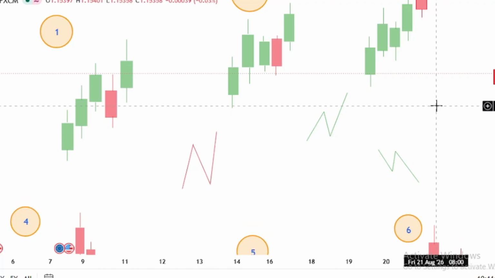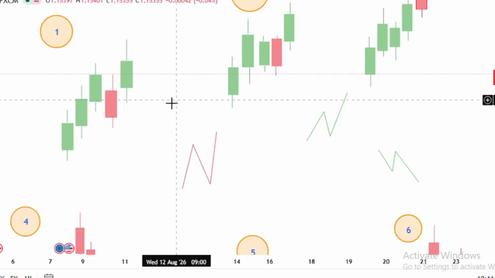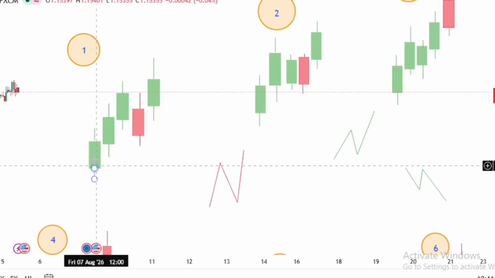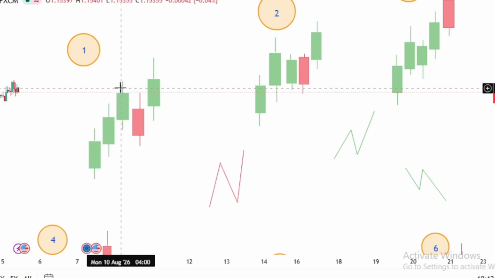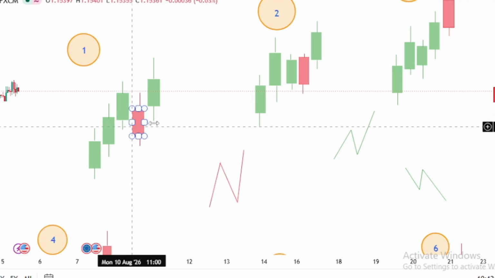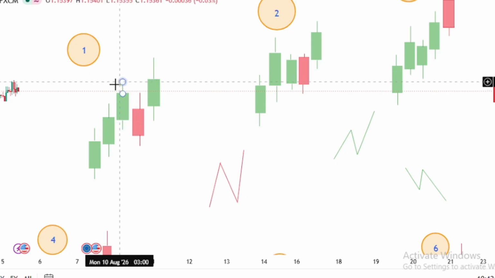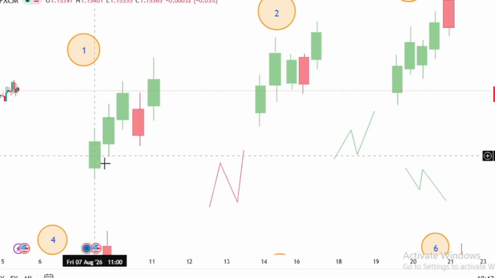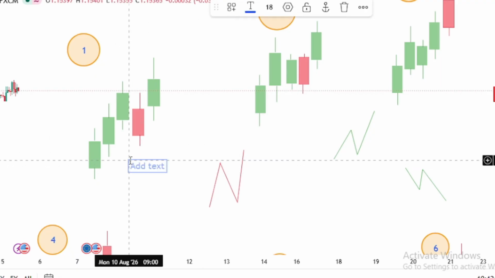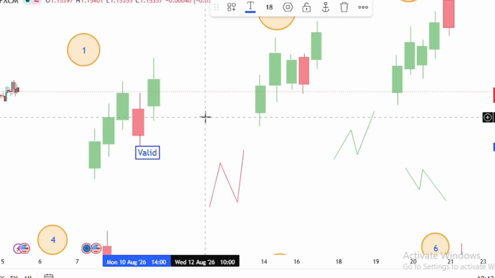For this diagram one, we have an example of the market making an impulsive move. It moved up, up, up, and pulled back. As you can see, this candle that pulled back took out the low of the highest candle here, and this is a valid pullback. So we'll indicate this as a valid pullback. This pullback in diagram one is valid.